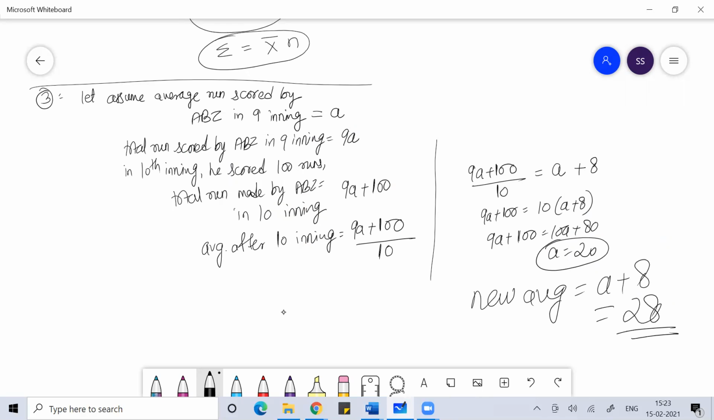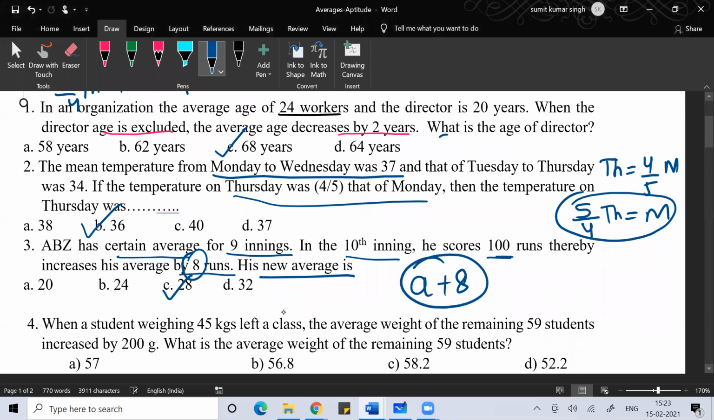I hope everyone understands. This is one of the very important questions, which comes in many exams from the chapter average. Any doubt, any question you want to ask?